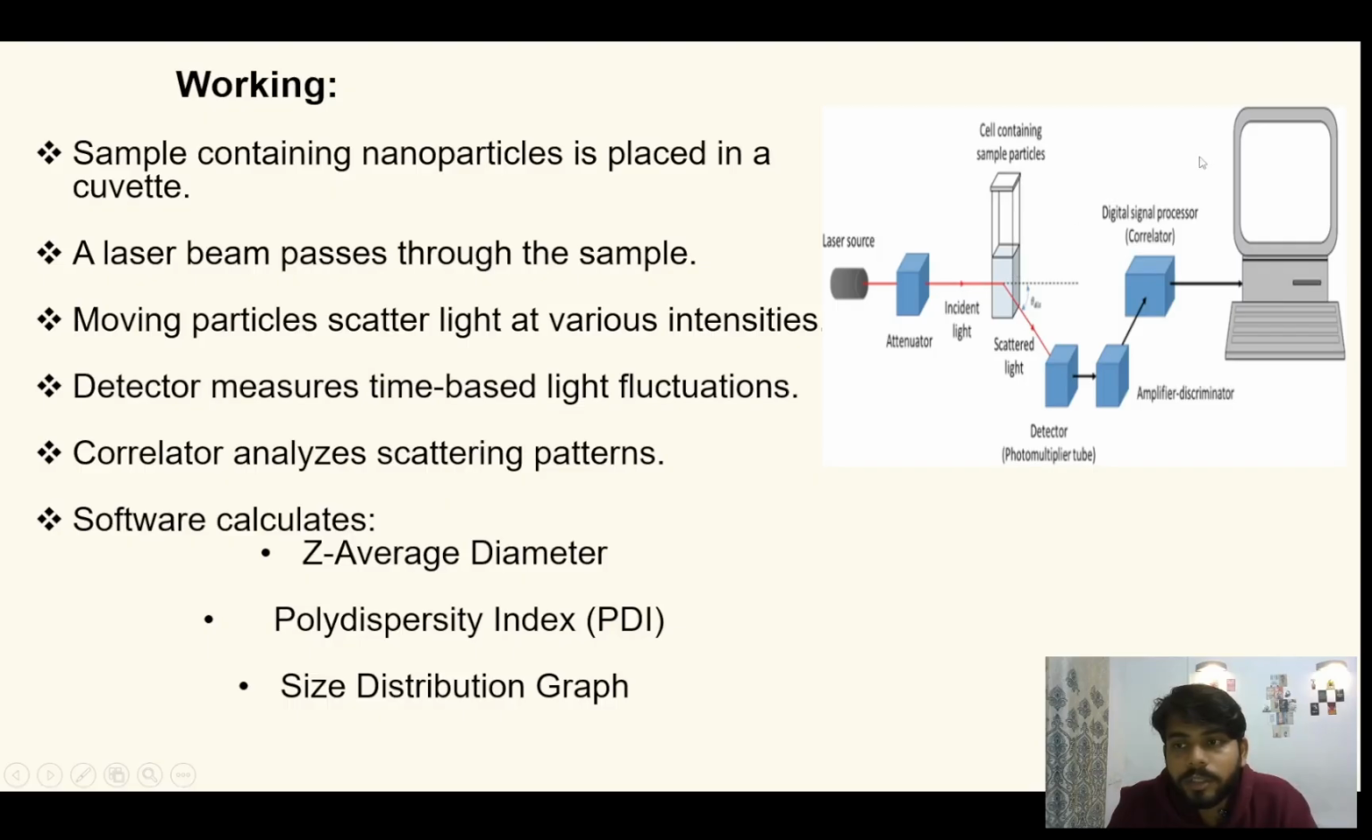And the software used in this computer is used to determine the average diameter of particles in a given sample, and it is also used to get the size distribution graph, and to get PDI. PDI is a parameter which shows how well the size of the particles is distributed in the sample. A lower value of PDI means the size of particles in the sample is almost the same, and a higher value of PDI means the particle size varies in the sample.